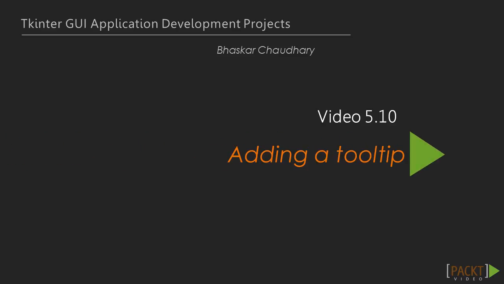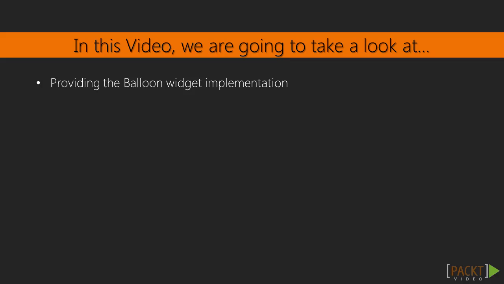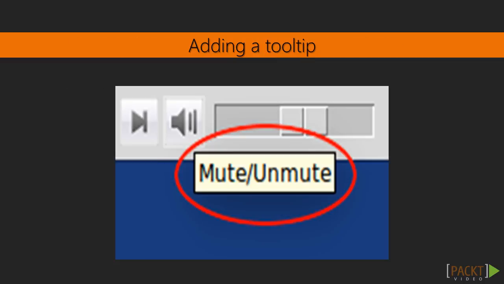Welcome to the last video of the fifth section, Adding a Tooltip. In the previous video, we have learned about looping over tracks. In this video, we'll learn how to add a tooltip. In this final iteration, we will add a tooltip named the balloon widget to all the buttons in our player.